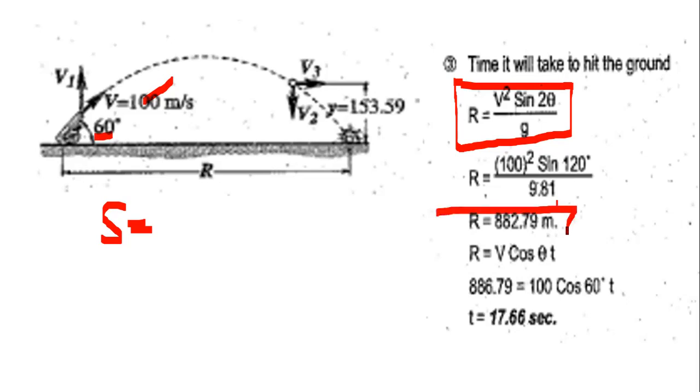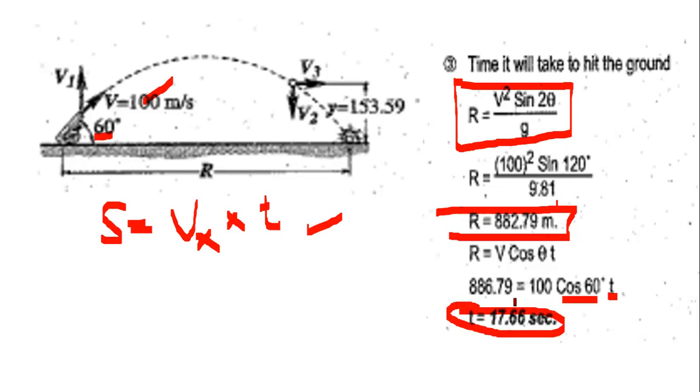G is 9.8. When you have this R, you can compute T because, as I said again, S is just equal to V times T. V is the horizontal component, okay? And the horizontal component doesn't change. There's no acceleration in the horizontal direction, only in the vertical direction, okay? So from this, you can have R equals V cosine theta, which is 60, multiplied by time. You can get time, which is 70.66 seconds, to hit the ground. There's another method that you can do, but this one is much easier and simpler.